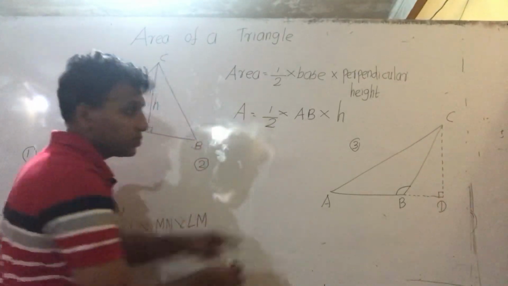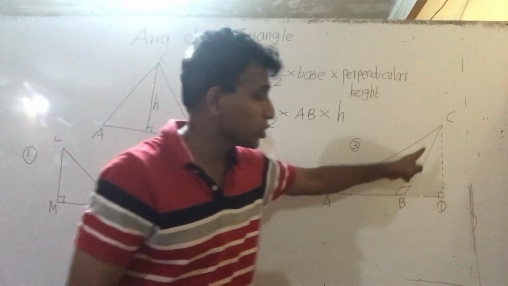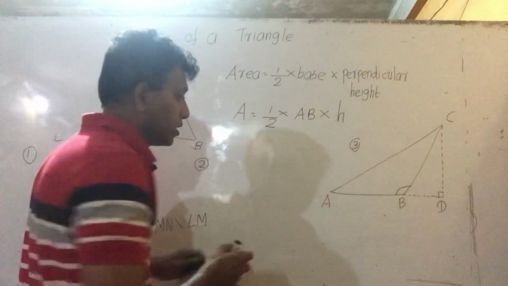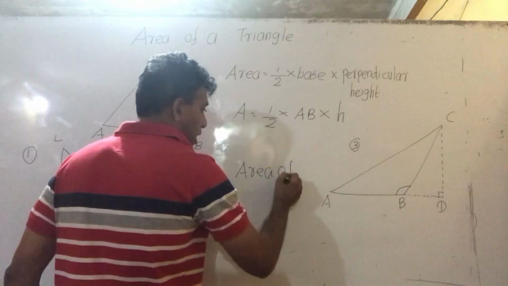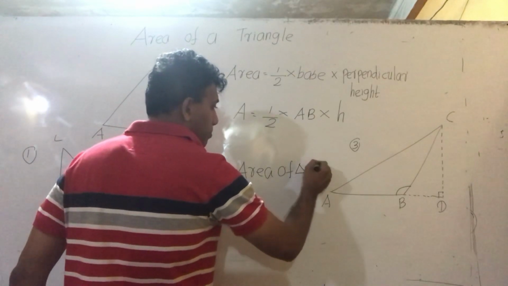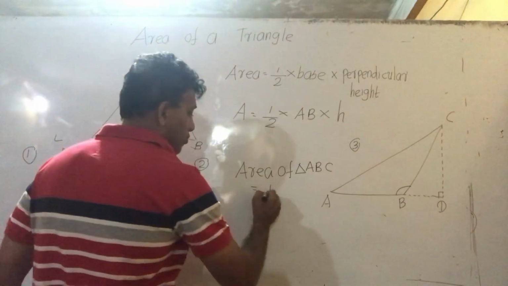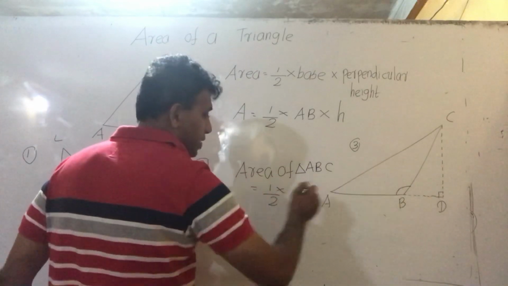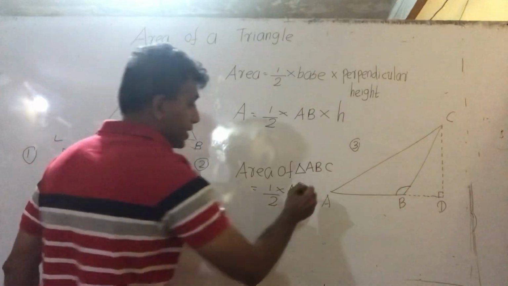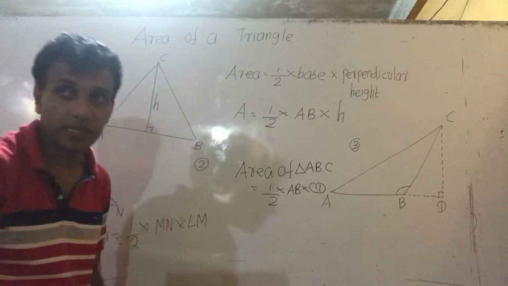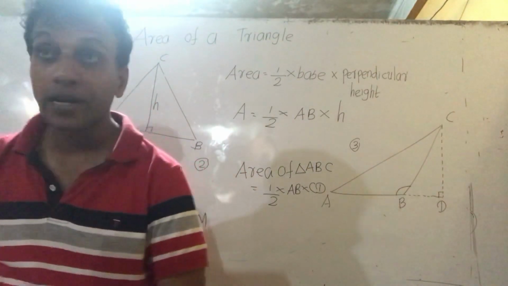What is the area of this triangle? Triangle ABC, right? Not the big triangle. That is the additional part shown with a dotted line. So the area of triangle ABC equals, like the formula, half into AB, base is AB, and the height is CD, okay? Height is CD. So I hope you understood how to use this formula for any particular triangle, right?